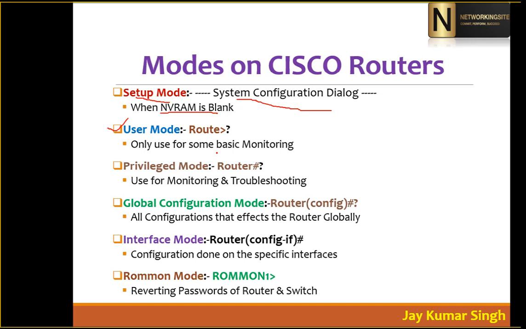User mode is only used for some basic monitoring. Privilege mode is used for monitoring and troubleshooting. Global configuration mode is where all configurations will be done. And these are some sub modes we will get to know while configuring.